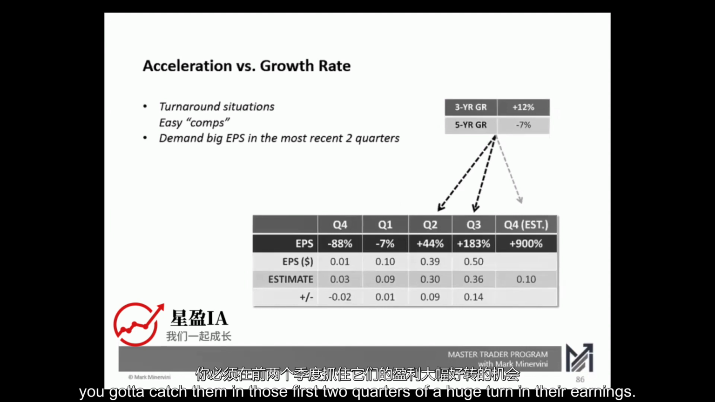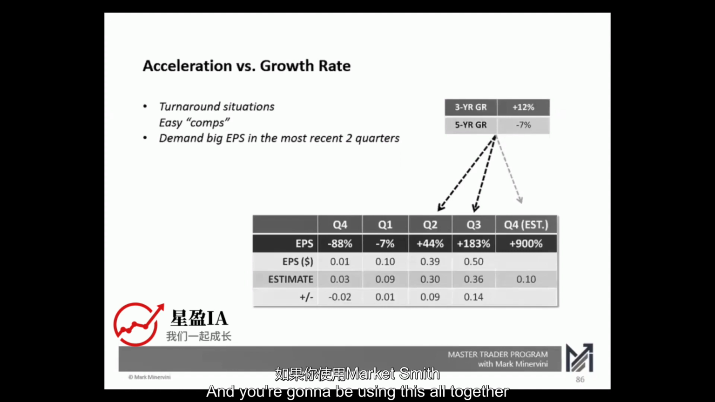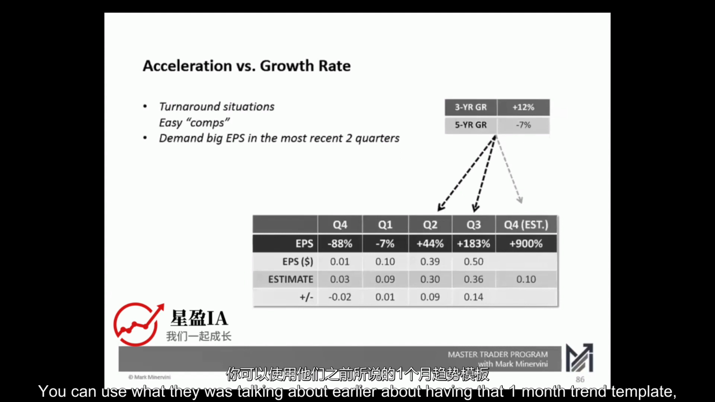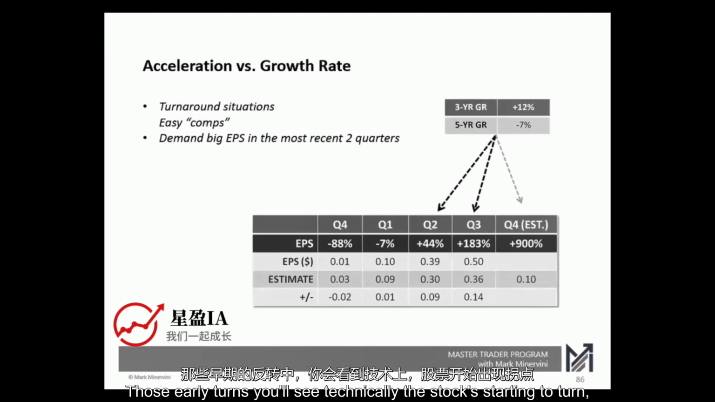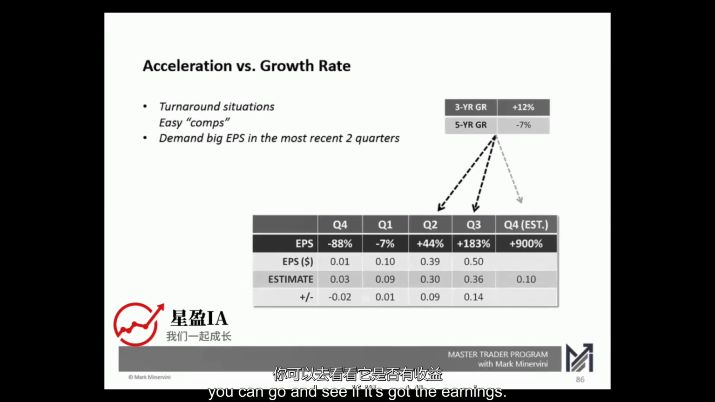Right. And you're going to be using this all together with, if you're using MarketSmith, of course, we have the trend templates. You can use what Dave was talking about earlier about having that 1-month trend template where you get those early turns, and you'll pick up a lot of turnaround situations with those early turns. You'll see technically the stock starting to turn, and you can go and see if it's got the earnings.